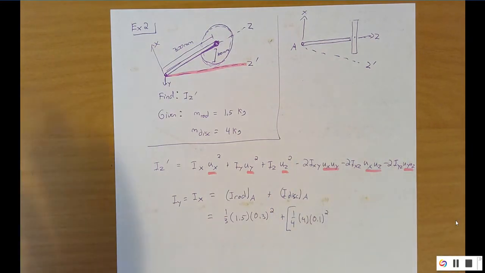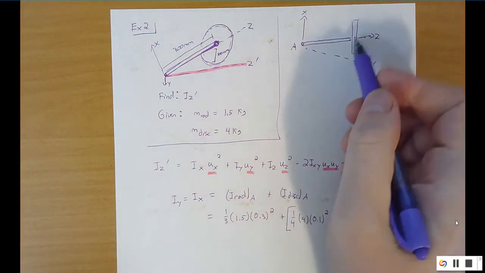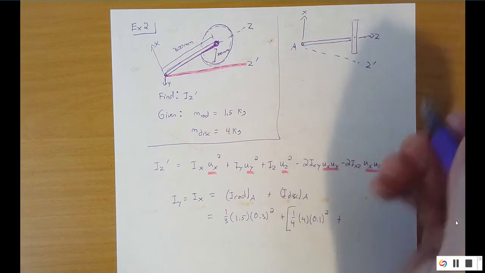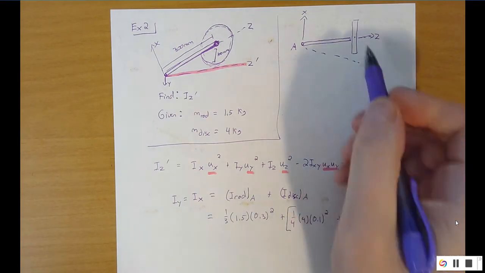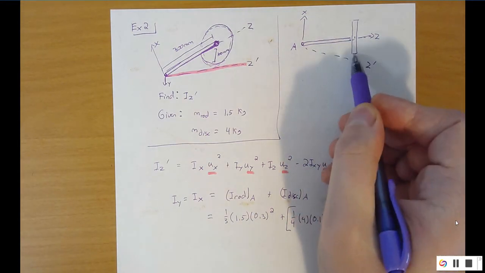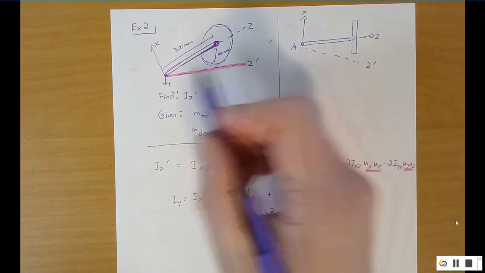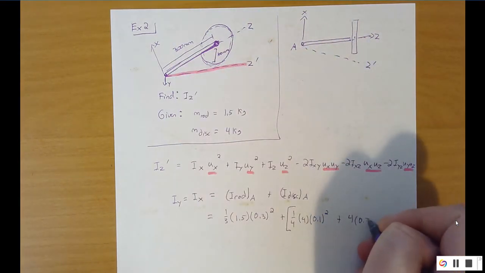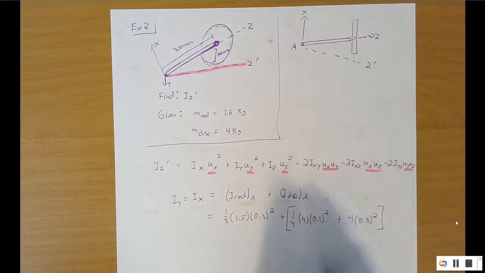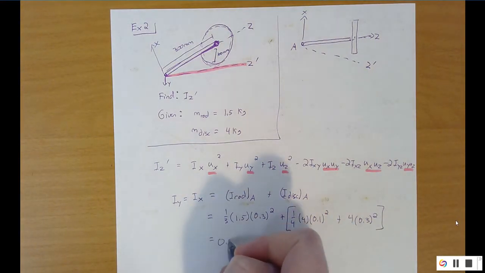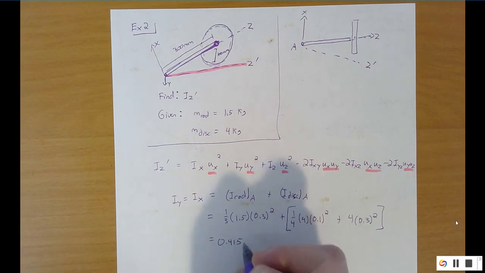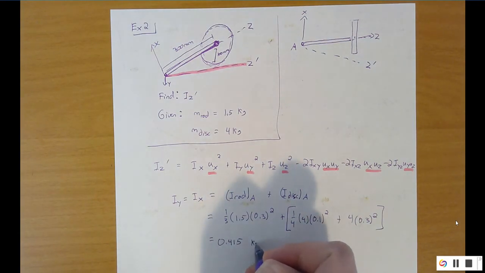Then we need to move it this way, and that is going to be mass distance squared, so 4 times the distance squared. We neglect any thickness of this, so we're just going to move it the length of the rod, which is 0.3. So this is just parallel axis theorem for the disk. We run that calculation, we get 0.415 kilograms meter squared. I should probably keep an extra sig fig on that.